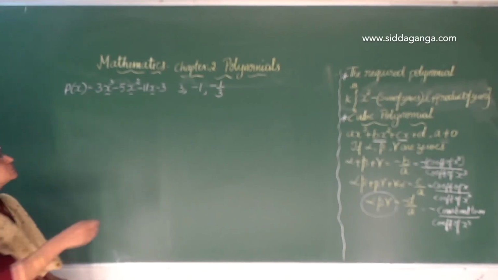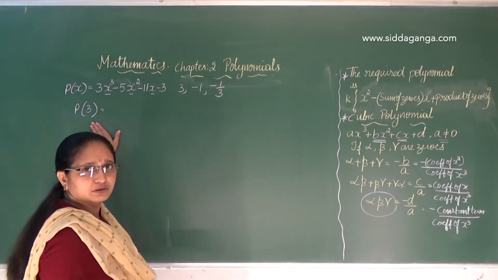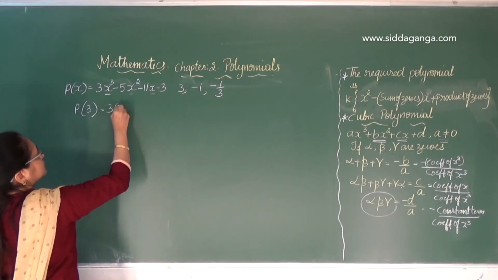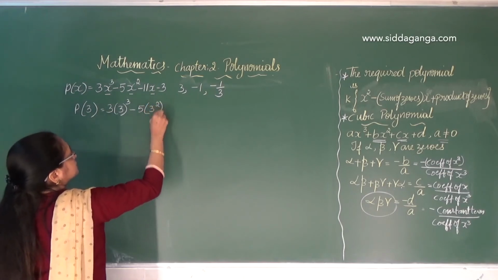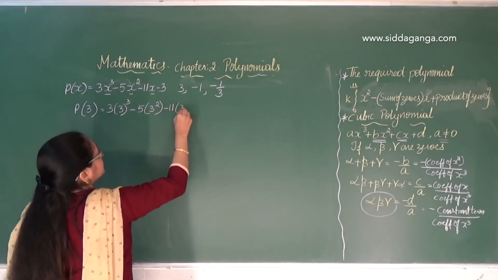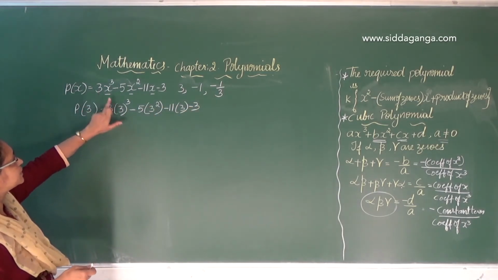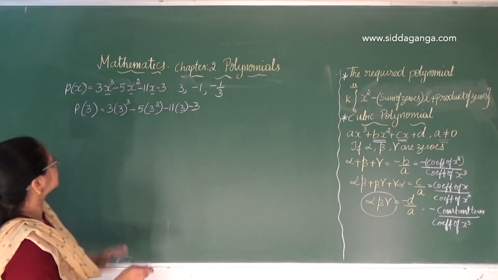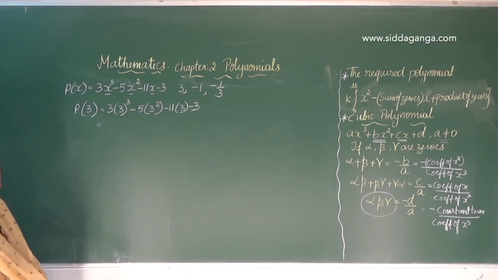Okay, now let us find out the value of P of 3. So what you will do? Instead of x you will put 3: 3 into 3 cube minus 5 into 3 square minus 11 into 3 minus 3. Now, here 3 into 3 cube: 3 threes are 9 and 3 nines are 27, and 27 into 3 you have to do.